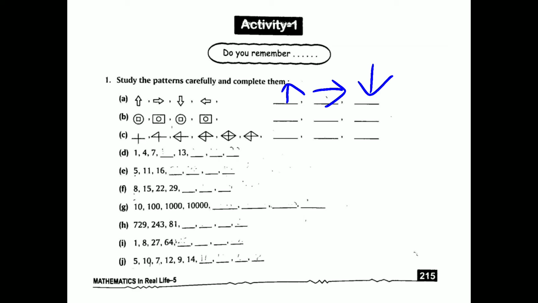Clear? B part, there is a circle having a square, then a rectangle having a circle, then a circle having a square, then a rectangle having a circle. So this time a circle comes with a square inside, then a rectangle comes with a circle inside. Clear? Then again a circle comes with a square inside.